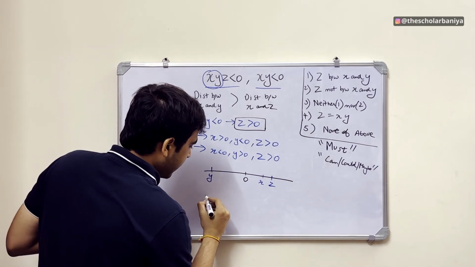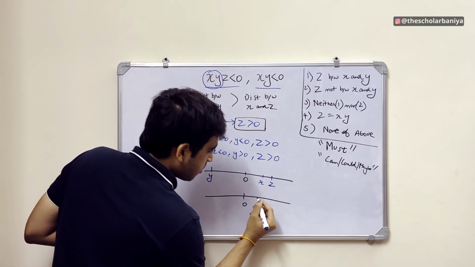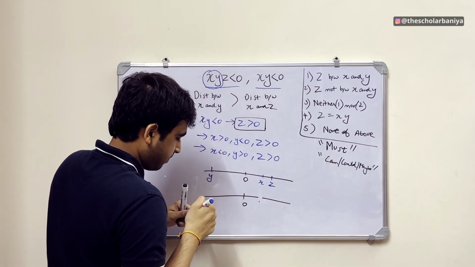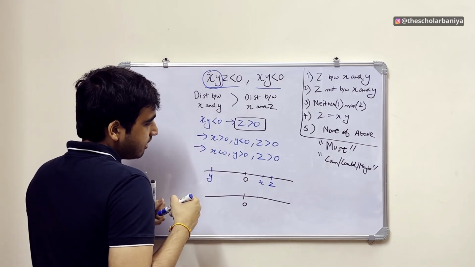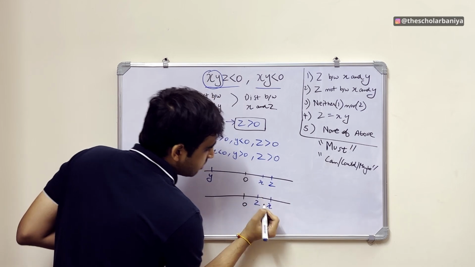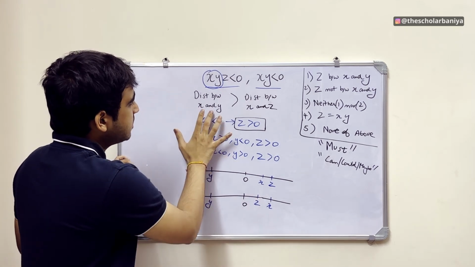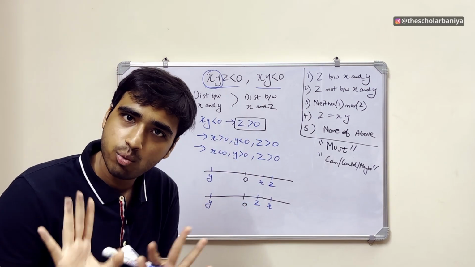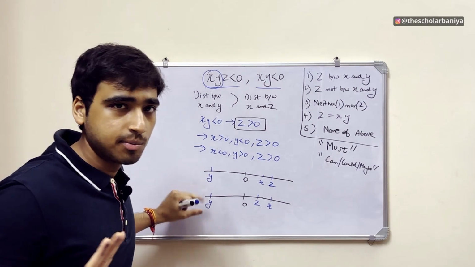Another case can be that this is 0, and maybe x is here and z is here. I don't know anything. And let's suppose y is over here. In this case also, the distance between x and y is greater than the distance between x and z. Absolutely true. Perfect. So both these cases are possible.